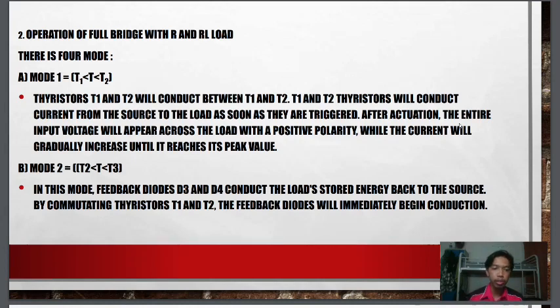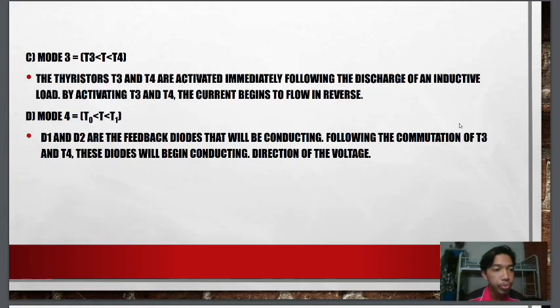Mode 2: in this mode, feedback diodes D3 and D4 conduct the load stored energy back to the source. After switching off transistors T1 and T2, the feedback diodes will immediately begin conduction. For mode 3, transistors T3 and T4 are activated immediately following the discharge of an inductive load. By actuating T3 and T4, the current begins to flow in reverse. For mode 4, D1 and D2 are the feedback diodes that will be conducting. Following the commutation of T3 and T4, these diodes will begin conducting in the direction of the voltage.